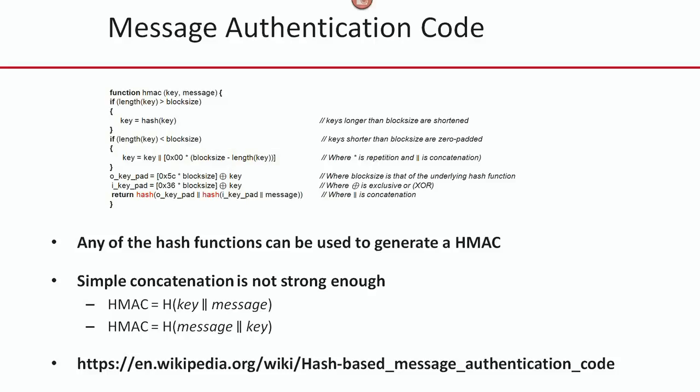So there is a standard method of using a standard hash with an encryption key to create a HMAC, or a hashed MAC. And courtesy of Wikipedia, the pseudocode above is the method that you can use to convert any standard hashing function into a MAC function.